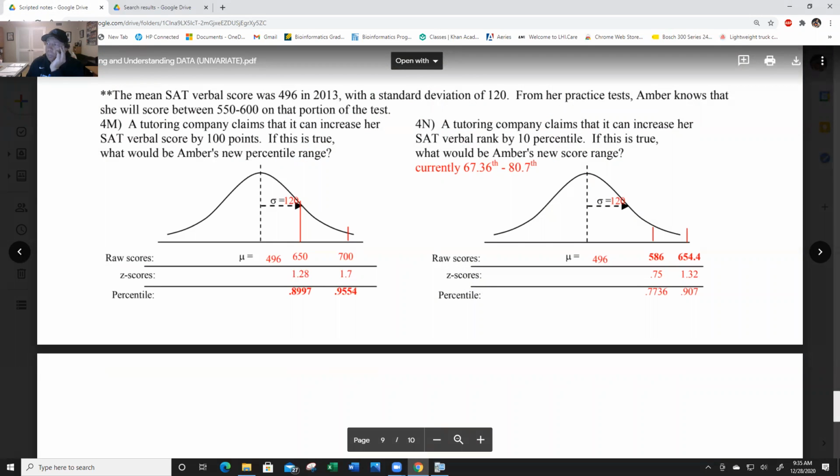And I went the normal progression, or the original, where I just went straight down. I went from a raw score to a z-score to a percentile. That's pretty easy. Okay. All right.